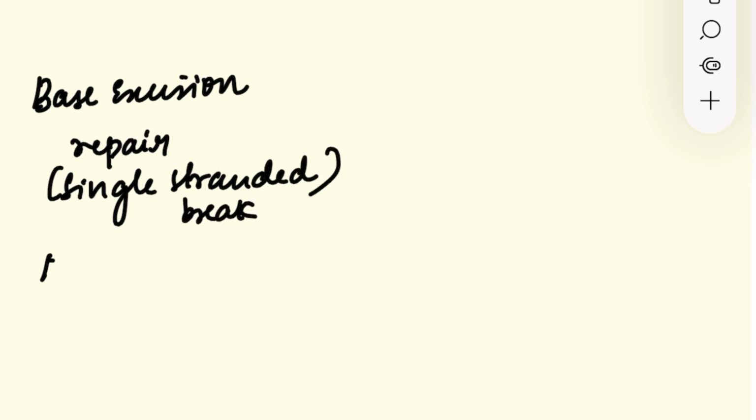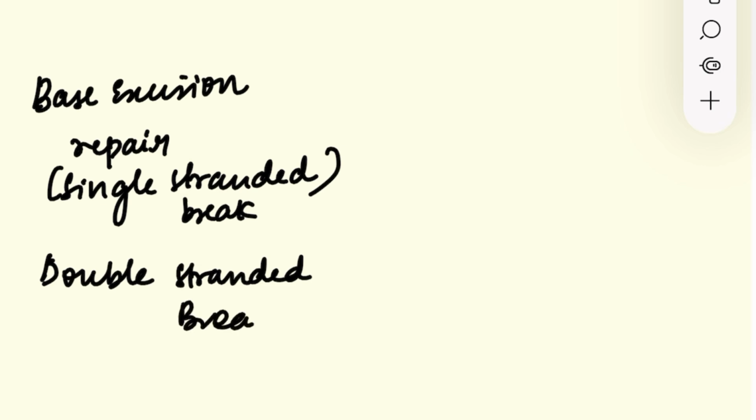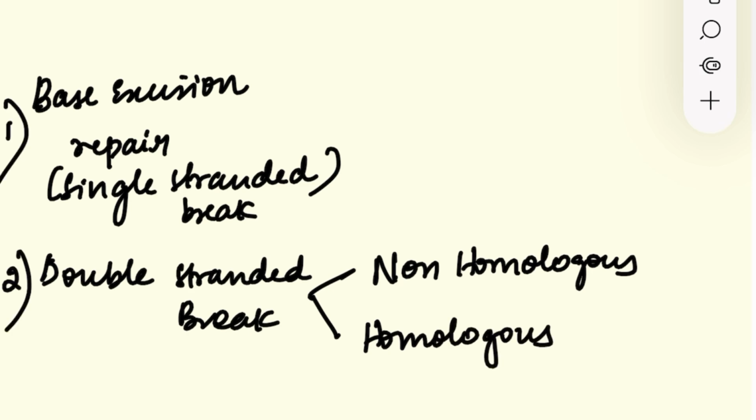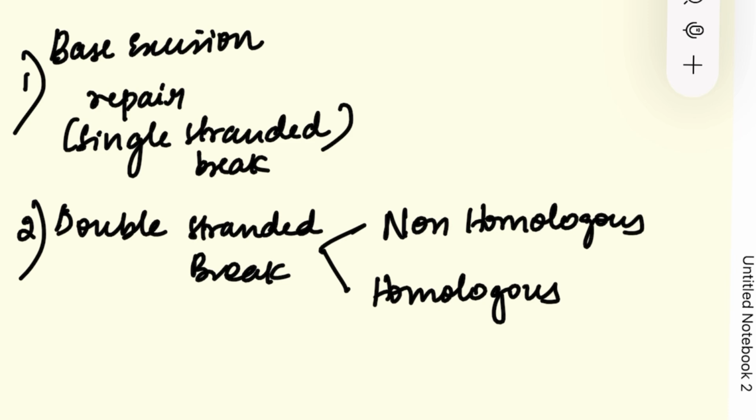We have base excision repair defect. It simply means in DNA we have two strands. One strand will be broken at one place, so that particular repair is done and is known as base excision repair. And there is another thing known as double stranded repair. That is where both strands of DNA are broken. That is a place where we have both non-homologous and homologous end joining repair.